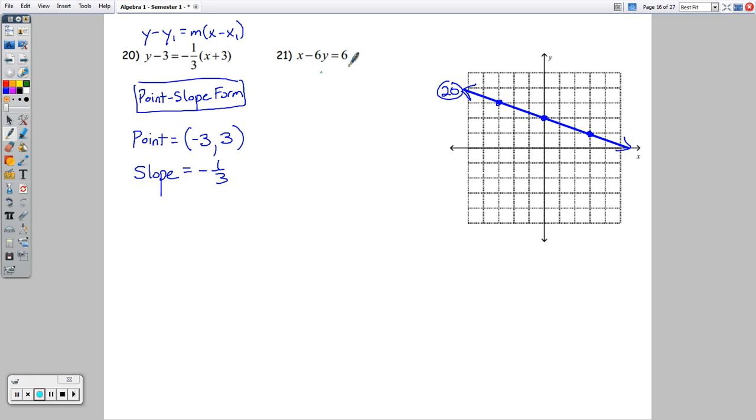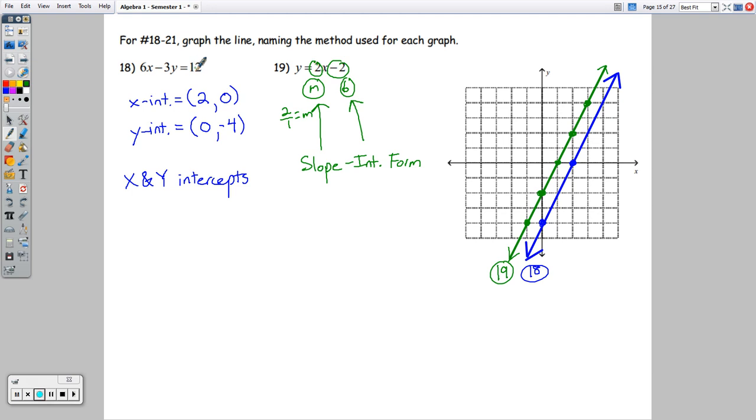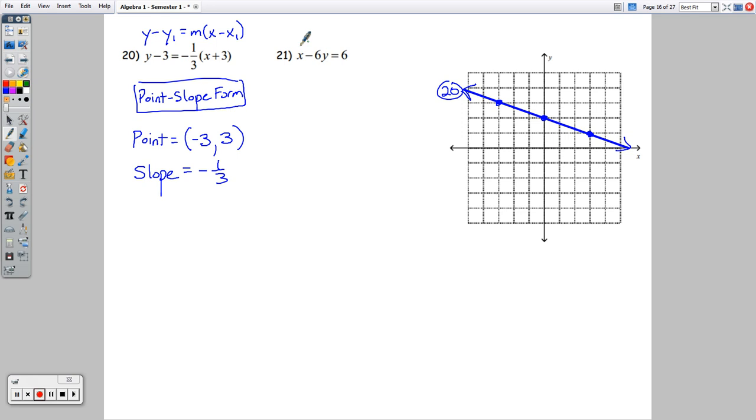21. You could solve for y pretty easily. You could subtract x and then divide by negative 6. That would get you slope-intercept form. Point slope would take some work to get this in point slope form. You could make an xy table. We haven't talked about that one yet, but the easiest way, I think, is to look back. In 18, this number was a multiple of those two. Same thing here. This number is a multiple of negative 6, and you can think of that as a positive 1. So I'm going to use x and y intercepts again. It's not the only way you can do this, but I think it's the easiest way.